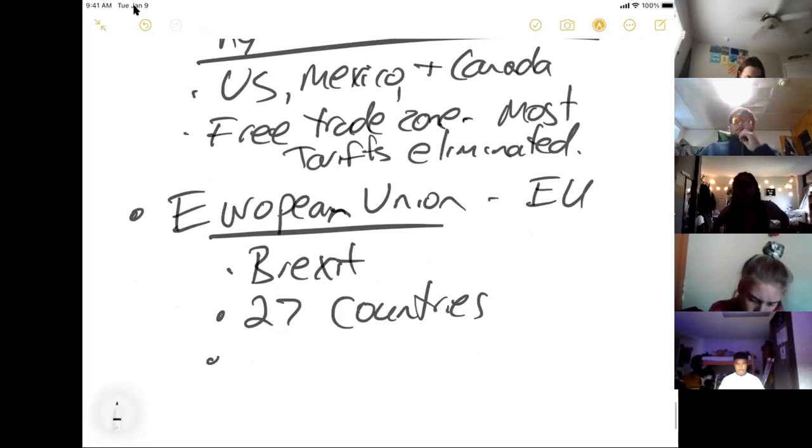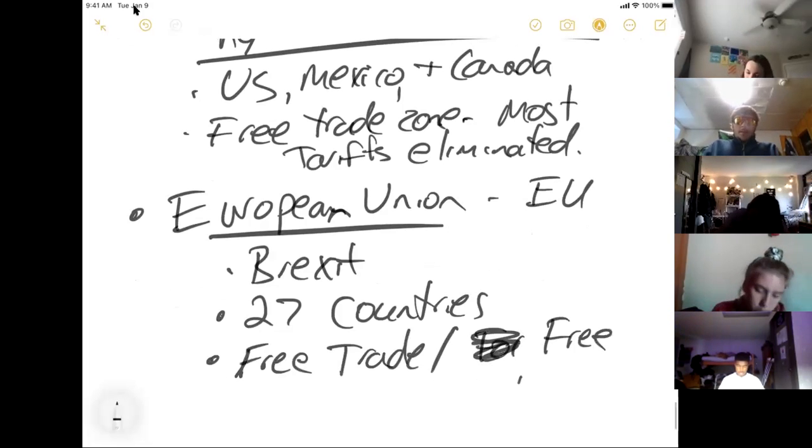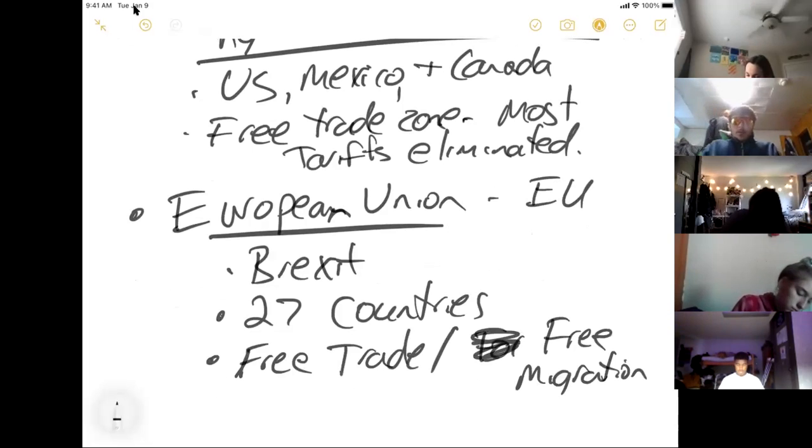The European Union is different from NAFTA in one important way. It is a free trade zone, and it is also a free migration zone. So if you are a citizen of one of these 27 countries, you can migrate to any of the other countries. If you're a German, you can move to Britain, or you can move to France, or you can move to Spain.